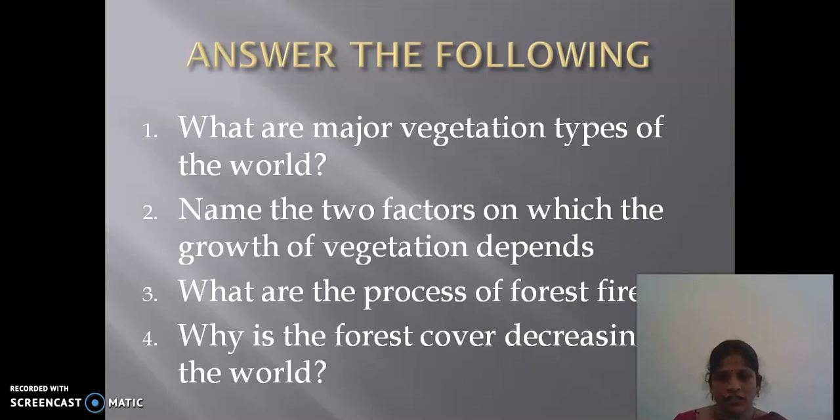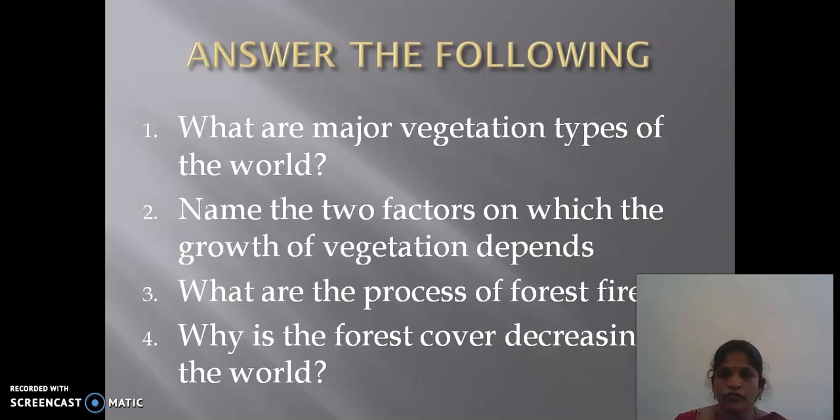Then answer the following. What are the major vegetation types of the world? There are three major types in the world. That is forest, grassland and desert scrubs. The polar region we are saying is not a treeless area. Okay, so there are three major vegetation types, that is forest, grassland and desert scrubs. Then the fourth is the treeless tundra vegetation.